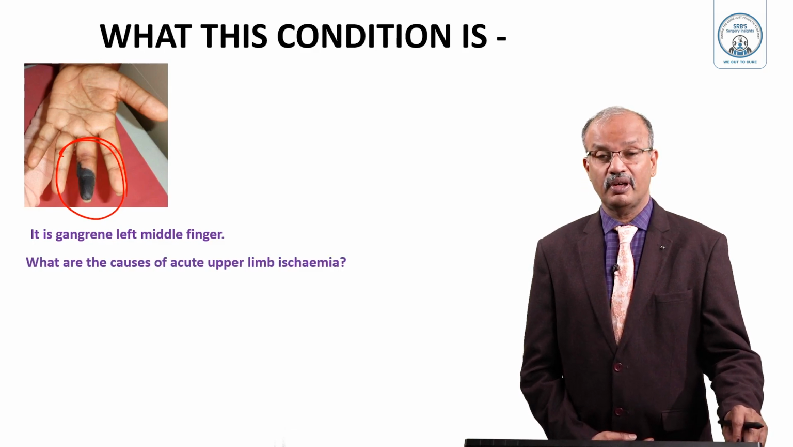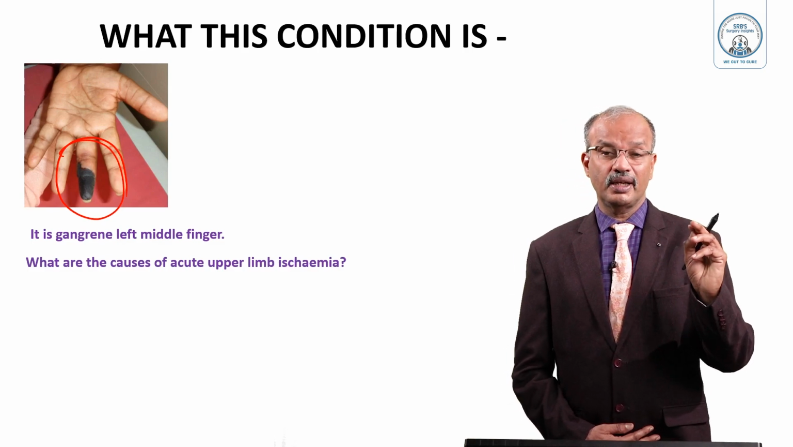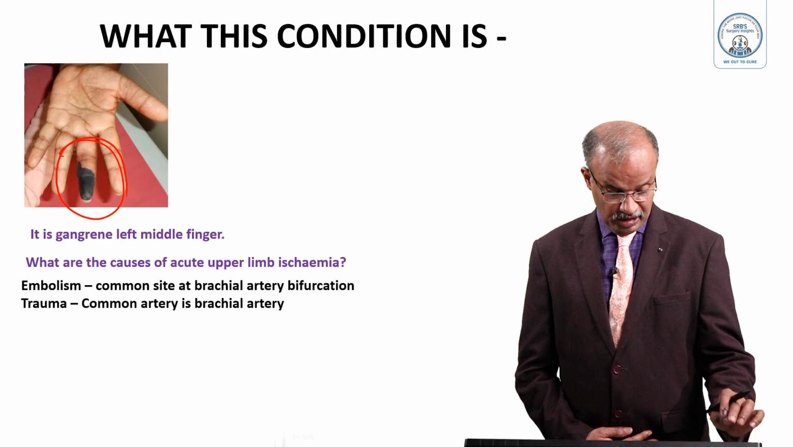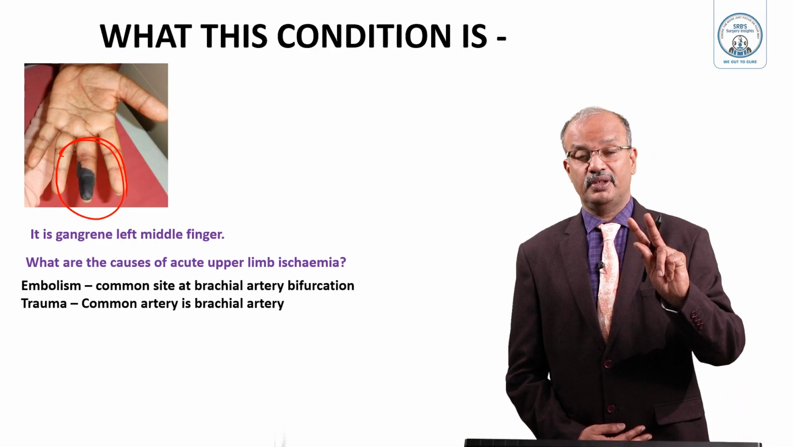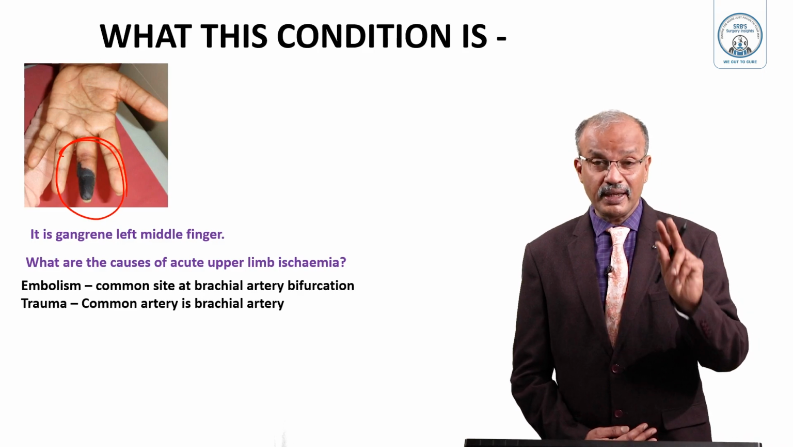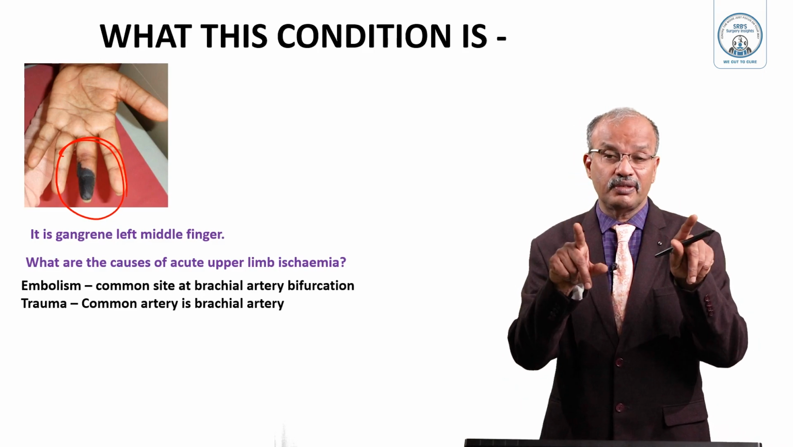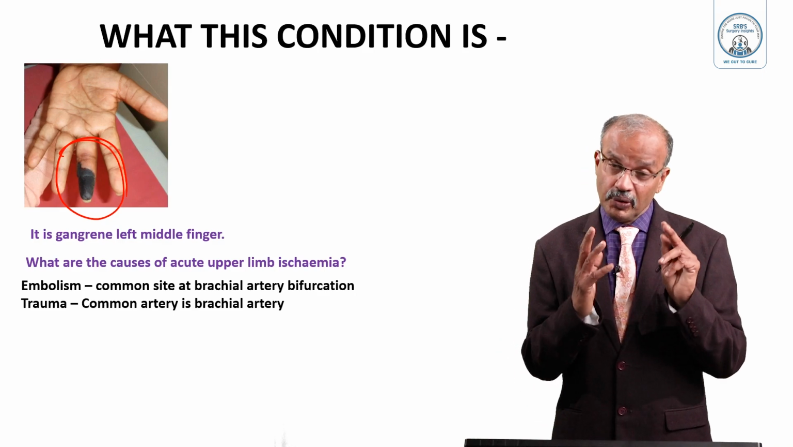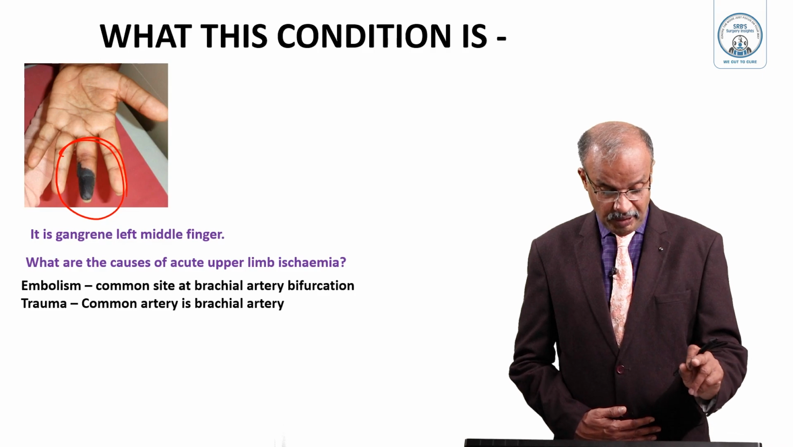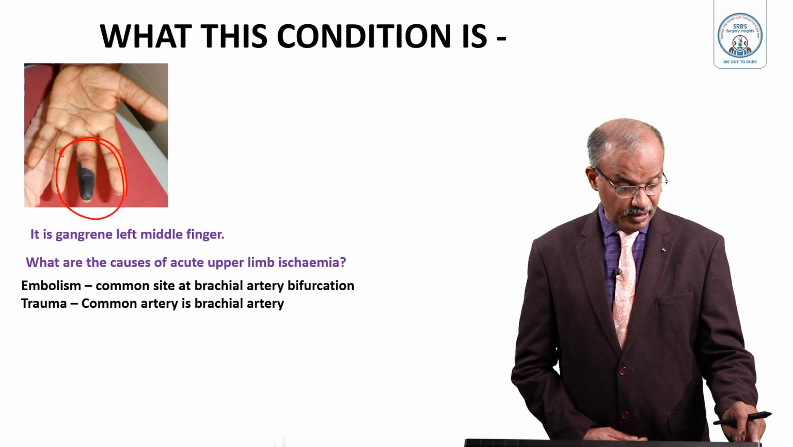It's a feature of upper limb ischemia. There are two types of upper limb ischemia, acute and chronic. So what are the causes for acute upper limb ischemia? Two conditions, embolism and trauma. Both mainly occur in the brachial artery. Embolism occurs at the bifurcation of the brachial artery, and trauma is also common in the brachial artery, at the elbow and in the arm. So both are brachial artery sites. These are the two common causes for acute upper limb ischemia.